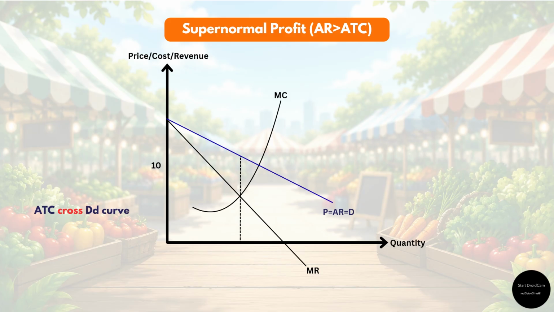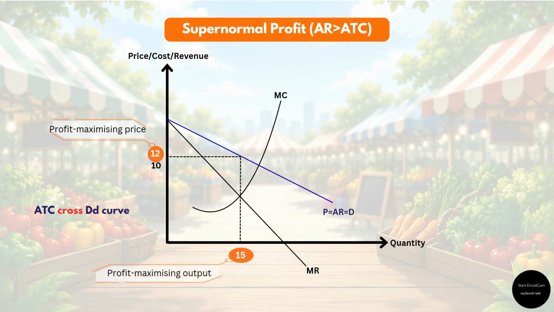First, locate the point where the MR curve intersects the MC curve. From this equilibrium point, trace vertically downward to the quantity axis. Now, use the guidelines to connect the equilibrium output with the relevant values on the graph. At the profit maximizing output, move upward to the demand curve. The price that consumers are willing to pay is 12. So, our profit maximizing price is 12, and the corresponding profit maximizing output is 15 units. So we have price equals 12 and quantity equals 15.